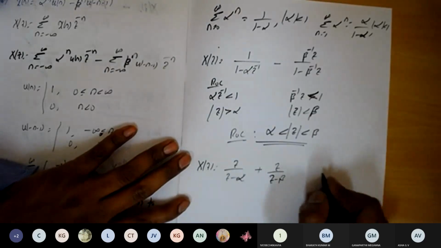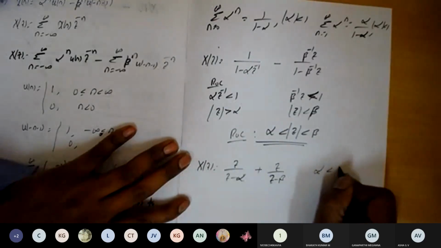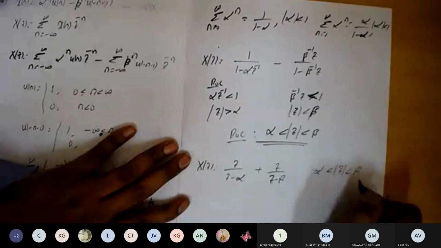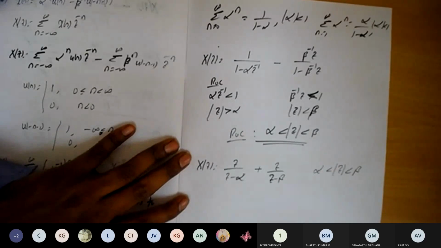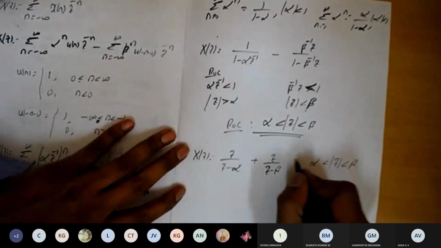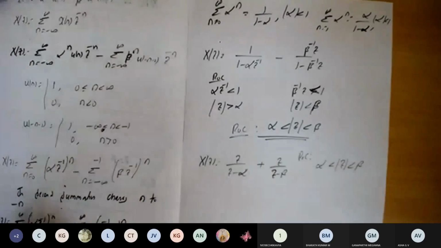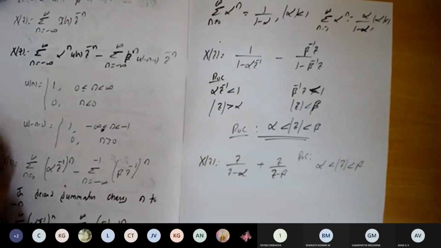So here the region of convergence is alpha should be less than Z, should be less than beta. This is the region of convergence.